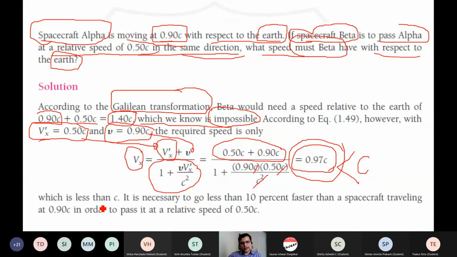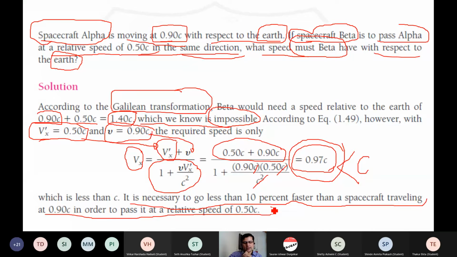Okay, so here it is necessary to go less than 10% faster than the spacecraft traveling at 0.9 c in order to pass it at a relative speed of 0.5 c. So that's the logical thing.